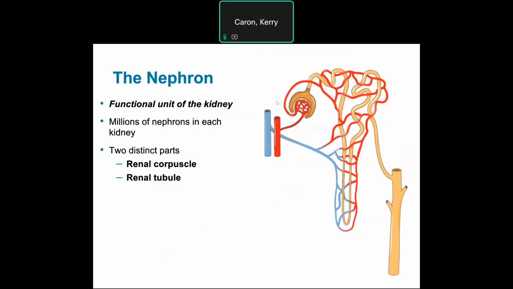Okay, I mentioned before that the nephron is where the magic happens. This is the functional unit of the kidney. Each kidney has millions of nephrons, and a nephron has 2 distinct parts. This apparatus right here is a nephron: the renal corpuscle and the renal tubule.